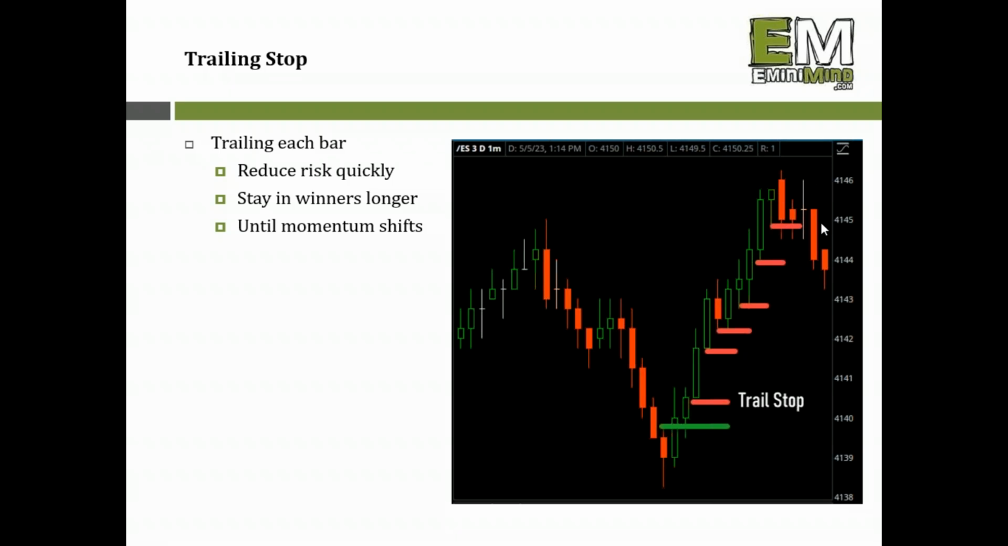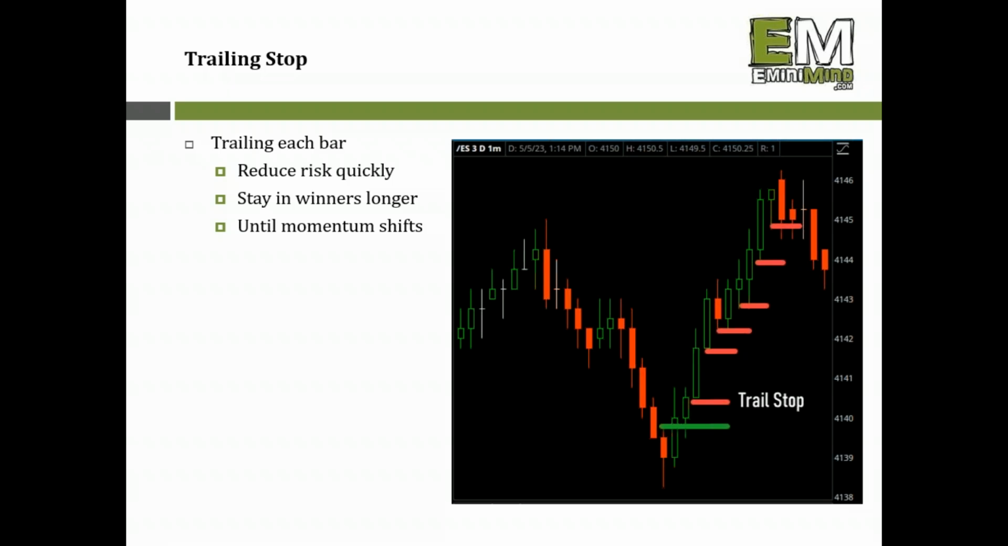Now, sometimes you do get a hammer to get in and an inverted hammer to get out, and you can essentially reverse the position. You can go long above the hammer, and then you can exit the position below the inverted hammer and double it up, so you end up going short as soon as you exit. It doesn't happen all the time, but it's an option.